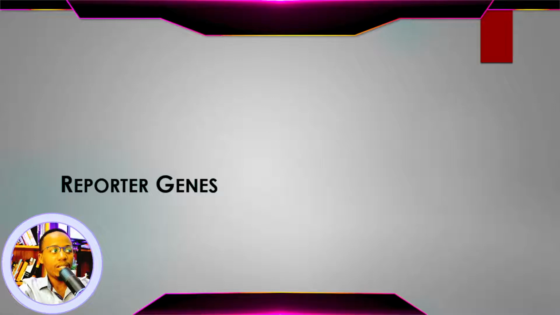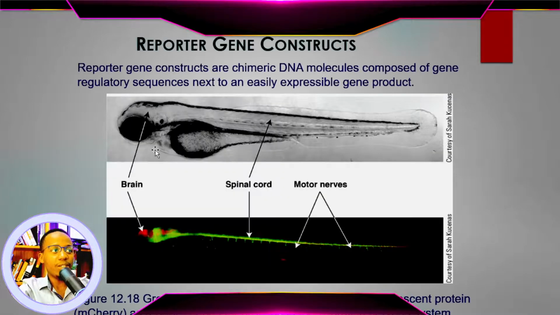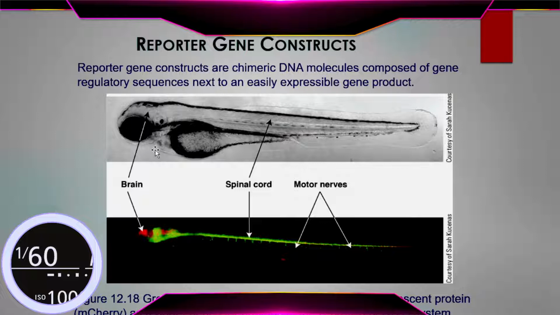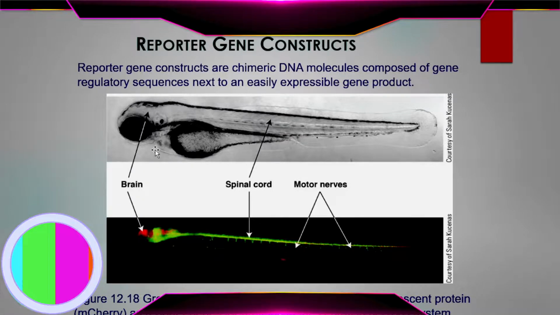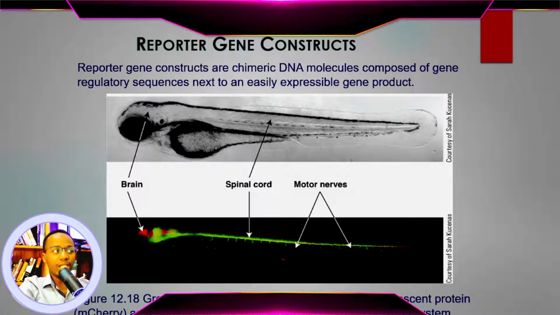So we talked about GFP, green fluorescent protein, and this is a reporter gene that you can take and insert in front of a gene. So that's what you do. You take a reporter gene, you insert it in front of a gene that you want to express, so that whenever that gene gets expressed, the reporter gene also gets expressed, and then you can measure the expression of a reporter gene.